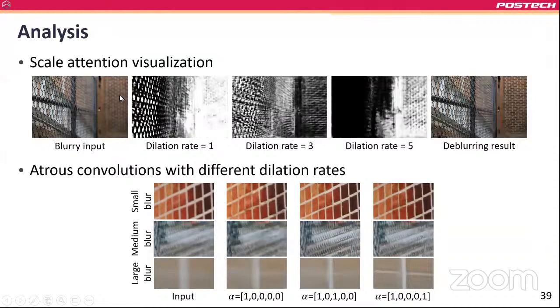Okay, and here I mentioned that the scale attention determines the weight for interpolating different kernel scales. For example, this part has a very large defocus blur. That means the dilation rate 5 has a higher weight, and we can get a clear deblurring result here.